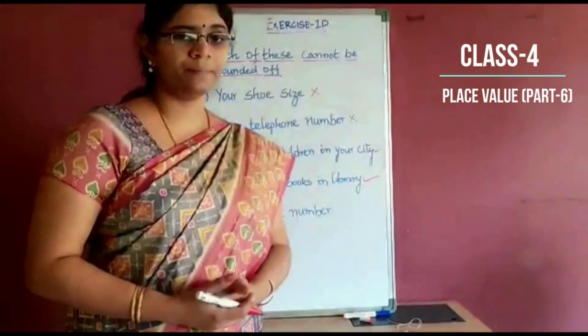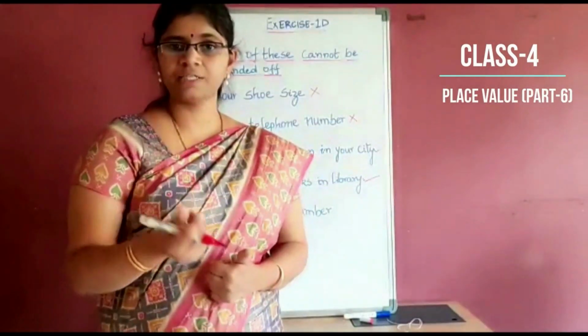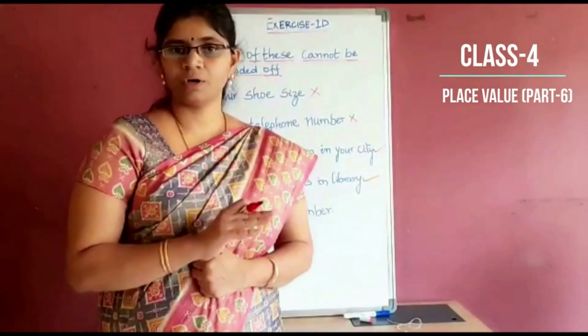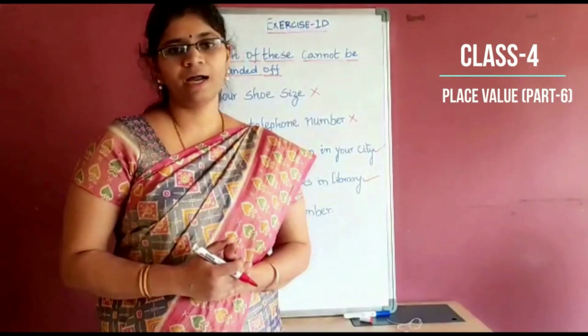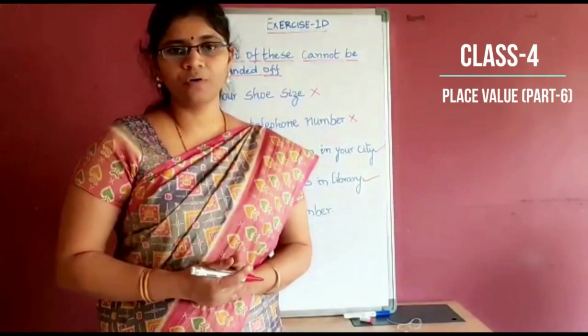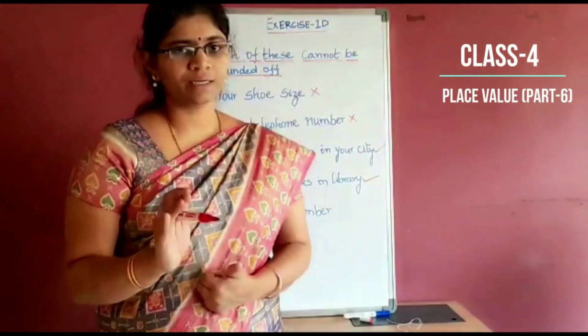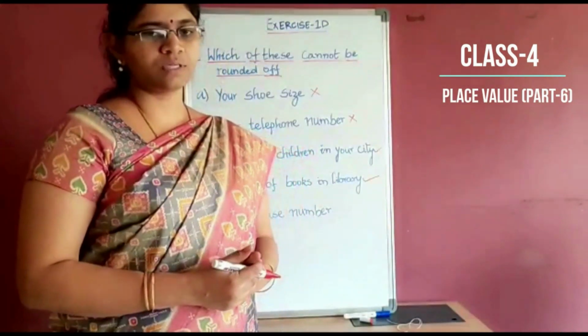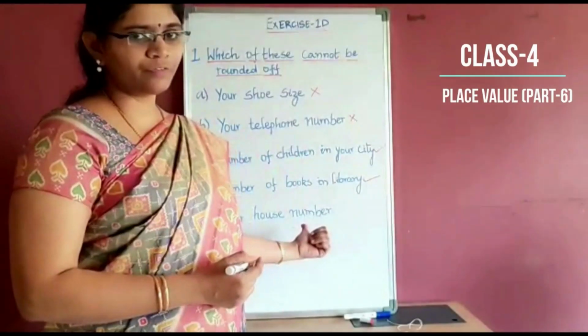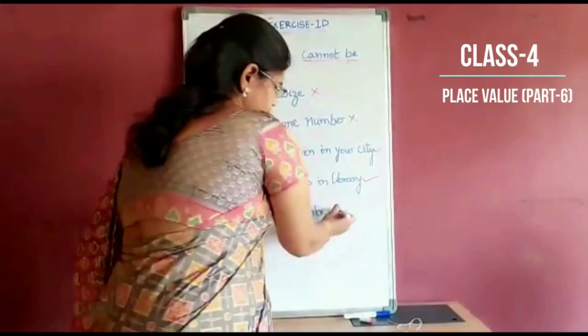Your house number. If we change a single digit in your house number, the whole address will be changed and the parcel which you are going to get will be received by someone else. Isn't it, children? So an exact number should be there for your house address. So here the rounding off concept can't be used.